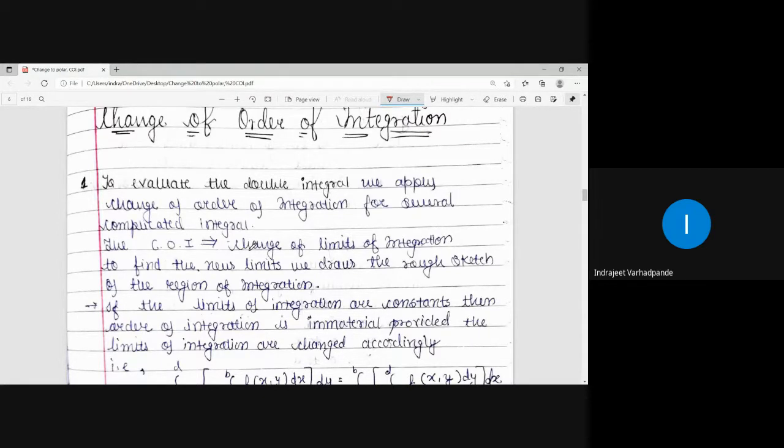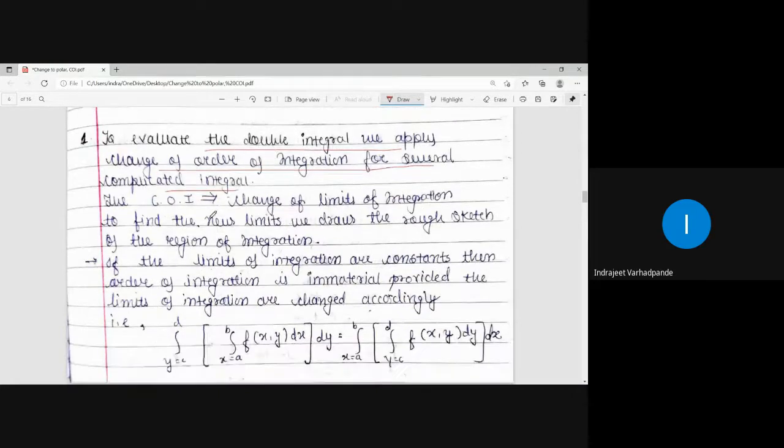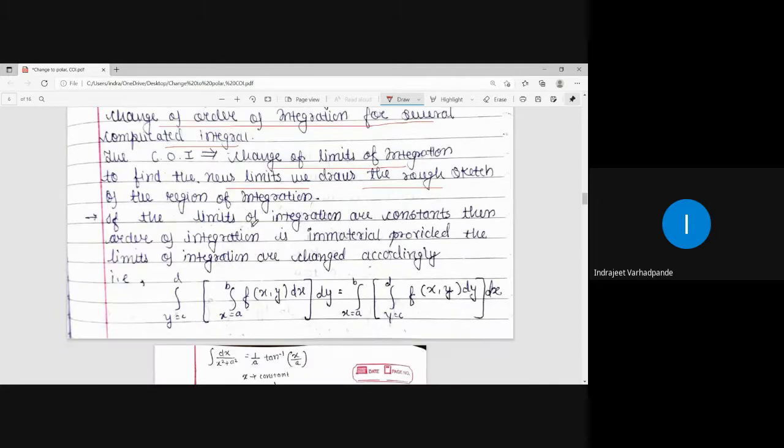Usually change of order of integration is mostly applied for the Cartesian coordinate system. So to evaluate the double integral, we apply change of order of integration for several complicated integrals. Change of order of integration means changing the limits of integration. To find the new limits, we draw a rough sketch of the region. Whatever data is provided, we first draw the region, and after drawing the region, we change the limits of integration. If the limits of integration are constant, then the order of integration is immaterial, provided the limits of integration are changed accordingly. So whenever the limits are constant, order is not important.